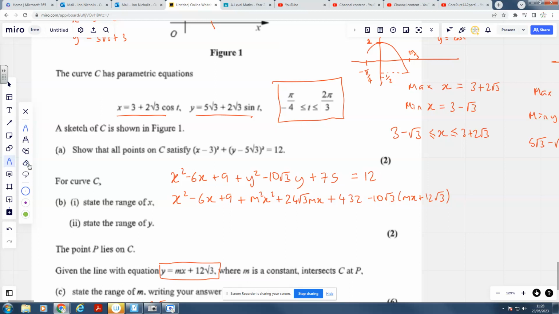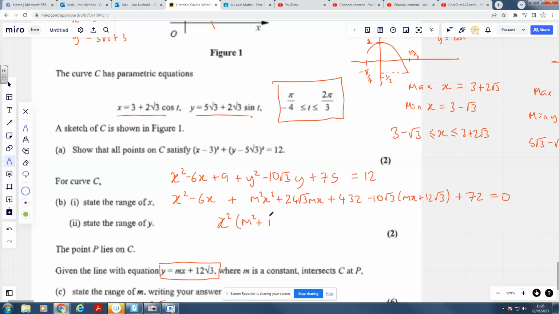And I tell you what, let's actually on this line simplify. 9 plus 75 is 84. Take away the 12, we've got 72. So I've already dealt with that. Equals 0. Okay, so now I can actually write it in a format like this.